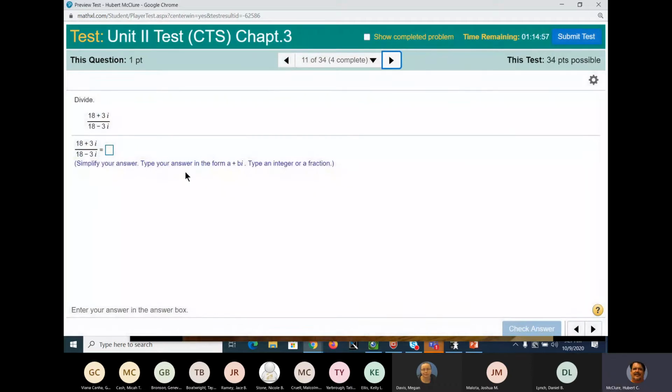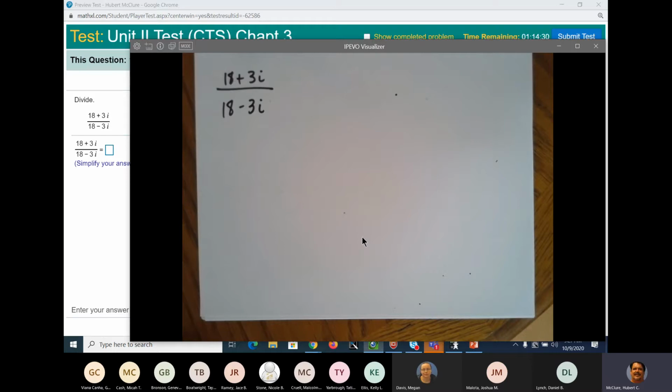Okay, conjugate. I think we were starting on one of these. Y'all remind me, I think I started you. 18 plus 3i over 18 minus 3i. Right now, the radical is where? You've got a radical in the numerator and the denominator. But I don't care about the numerator. I care about the denominator. I do not want a radical in the denominator.